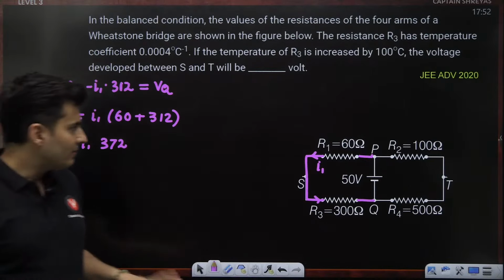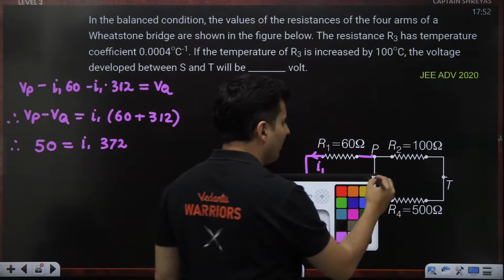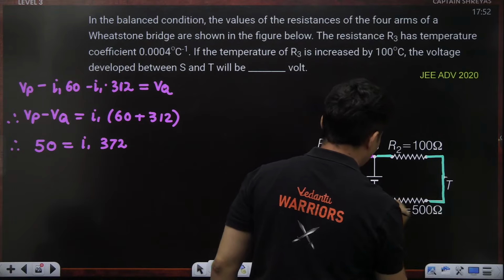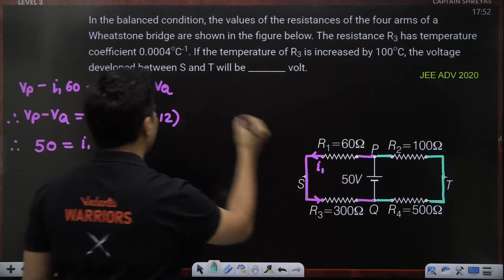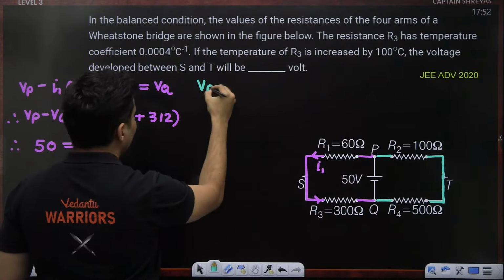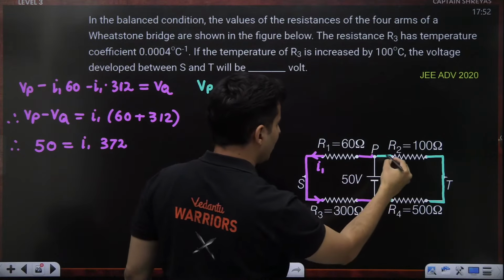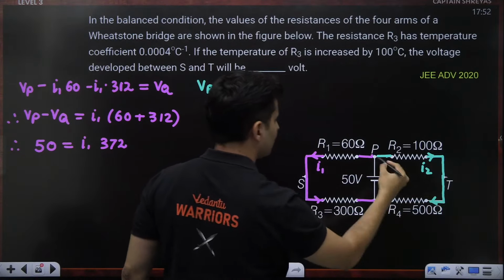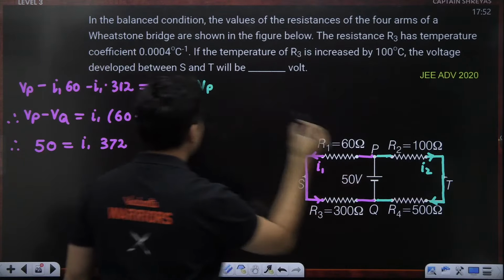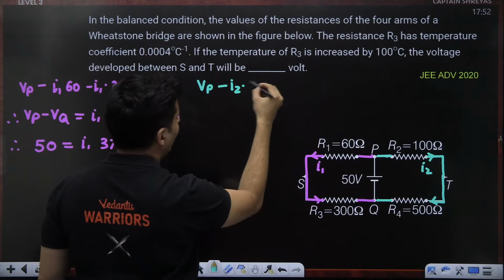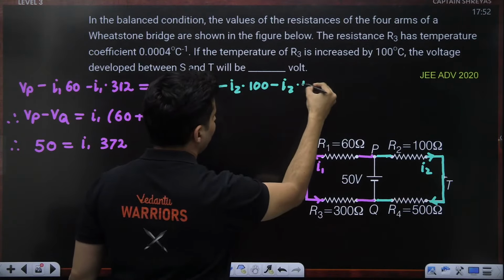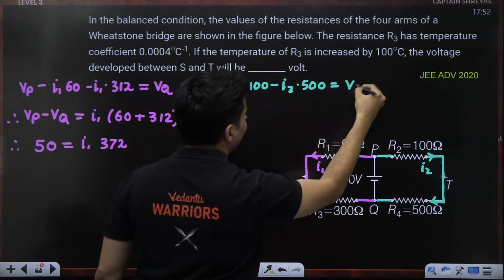Perfect. Awesome. Now do the same approach, but for this part of the circuit. Same thing you do. Start off with Vp. You can say this is basically your I2. The current is going like this. So Vp minus I2 R2. R2 is basically 100, minus I2 into 500 is equal to VQ.